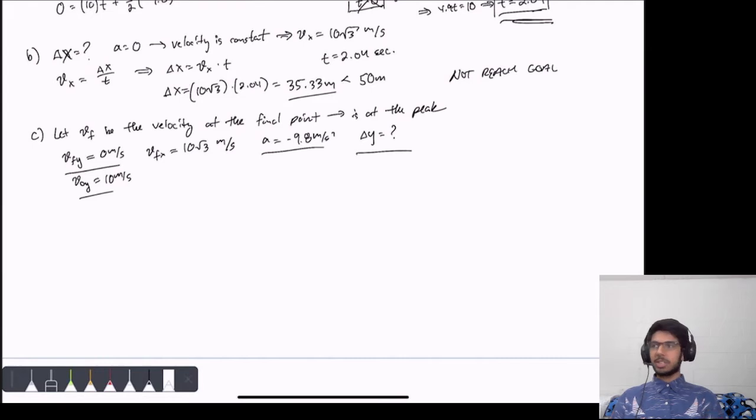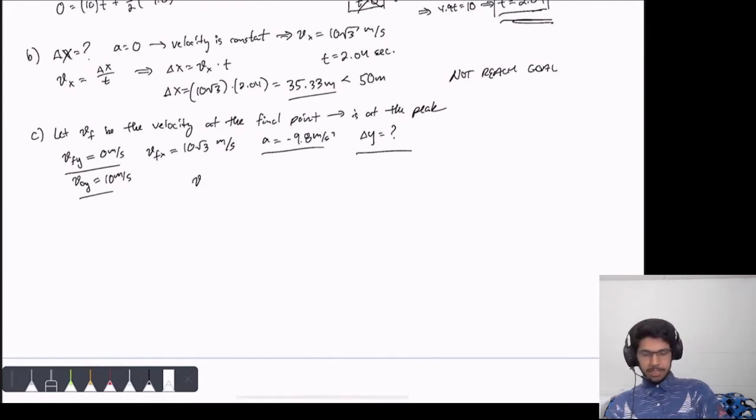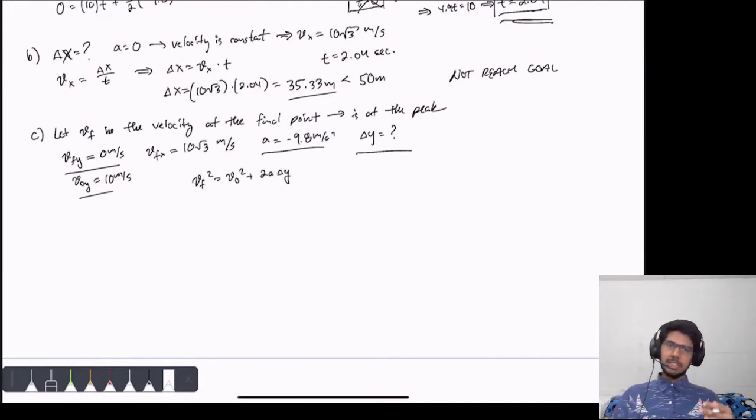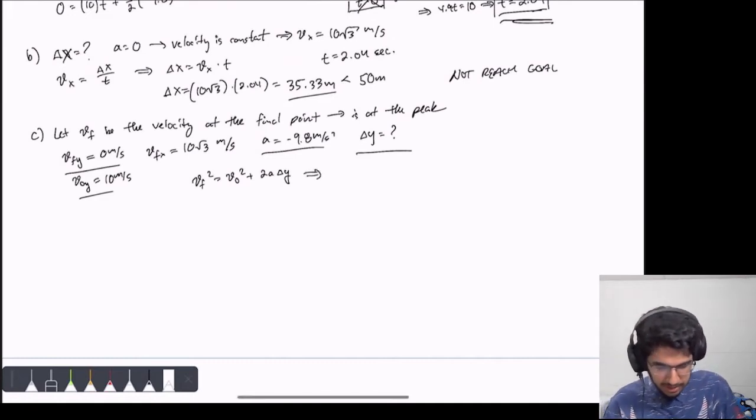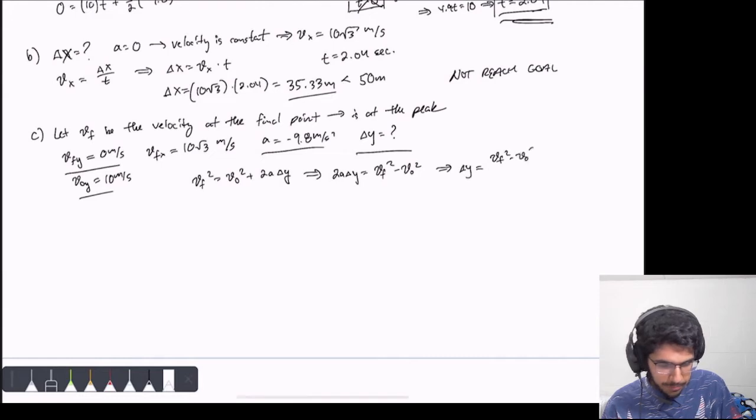We can use kinematic equations. So this time we'll use Vf squared equals V naught squared plus 2a delta y. And again, we've seen this equation before, except it was delta x. I just changed the variable to y because we're dealing with the y direction. And we're going to first isolate for delta y, so 2a delta y equals Vf squared minus V naught squared. And that just tells us that delta y equals Vf squared minus V naught squared, all of this over 2a.